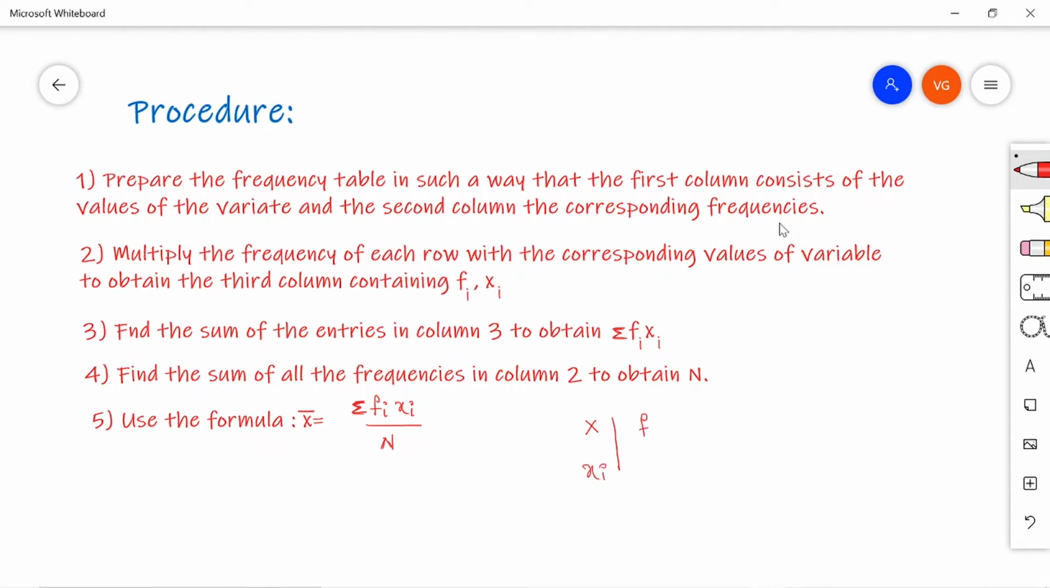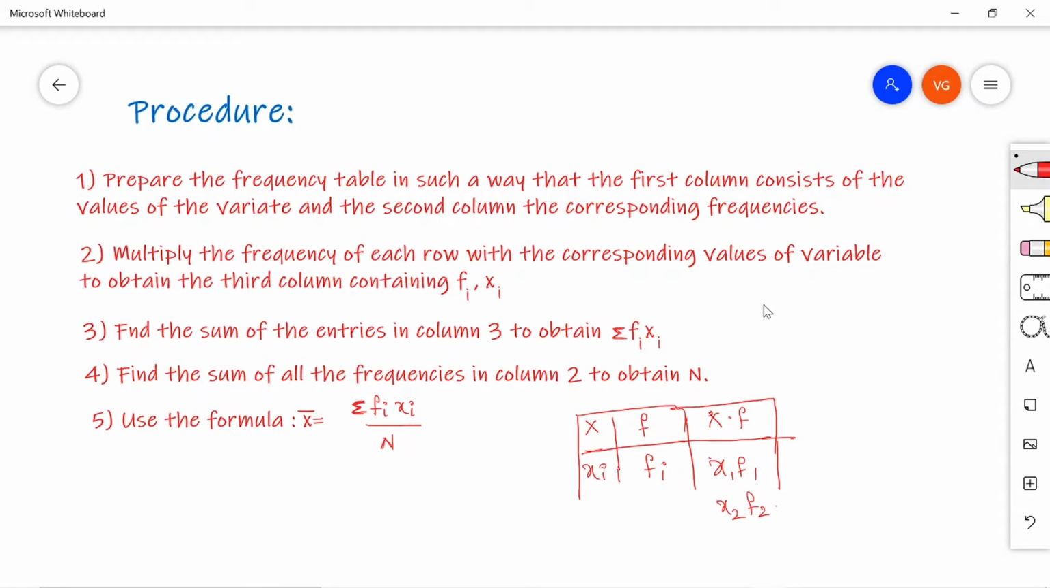For xi, what is the frequency? The corresponding frequency fi, right? So the first step is defining the first two columns of your table. Next, second step, multiply the frequency of each row with the corresponding value of the variable to obtain the third column containing fi xi. You are multiplying x by the corresponding frequency, x1 f1, x2 f2. Like this, the third column is the multiplication of the first and second columns.